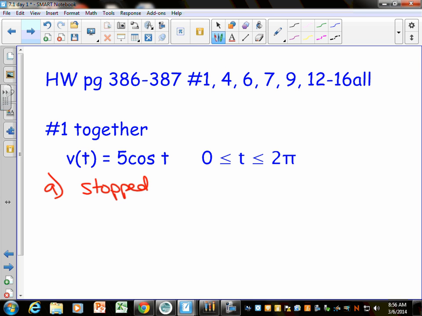So, how do you find where something stopped? Set the velocity equal to 0. Does that 5 have anything to do with where cosine equals 0? No, because you can just divide. So this is where you have to know some trig. Between 0 and 2 pi, where does cosine equal 0?